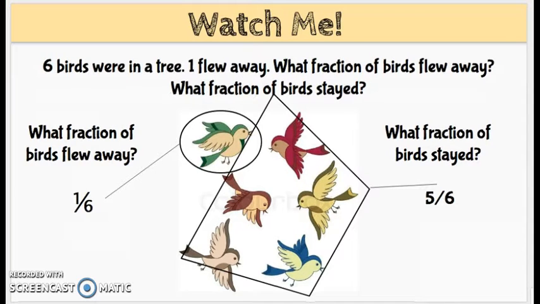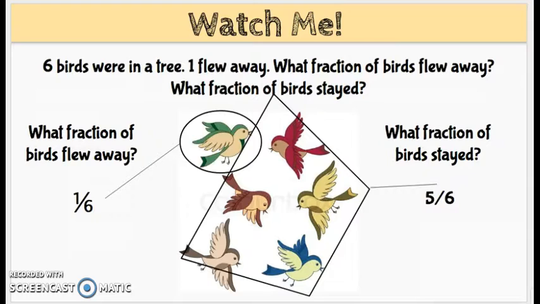What I've done here, I've taken that one green bird and I made it 1/6. And then I looked at my other 5 birds that I had left, and I took the red, the tan, the blue, the brown, and the other brown bird, and I made those my 5/6. Those were the 5 birds that stayed out of my total 6 birds.